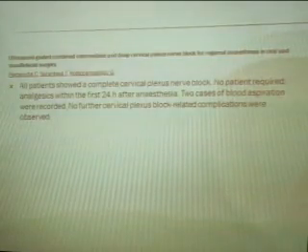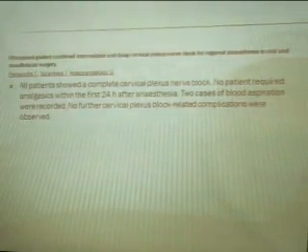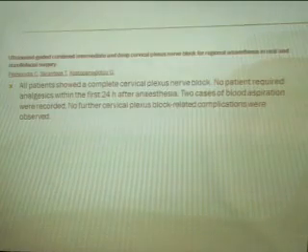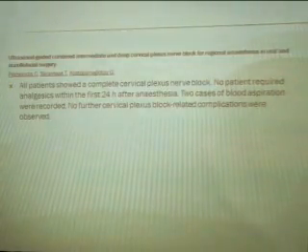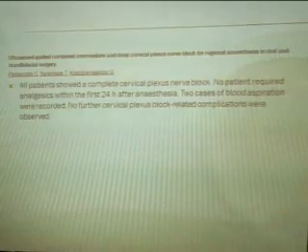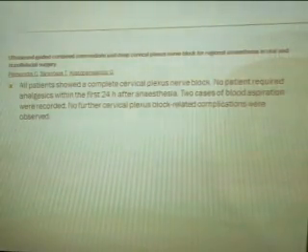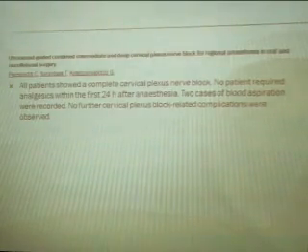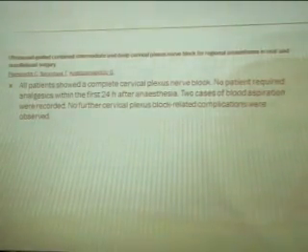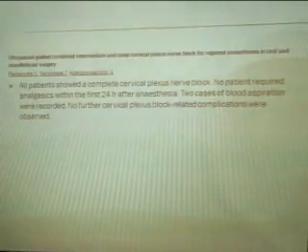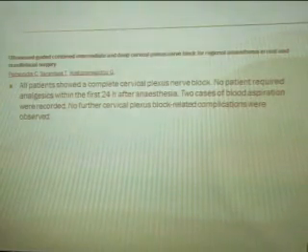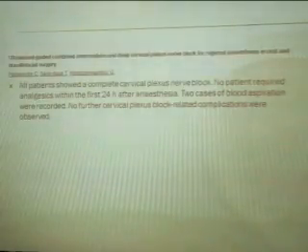If we see oral or maxillofacial surgery, there was a study by Pandey et al. They said that all patients showed complete cervical plexus nerve block. No patient required analgesia within 24 hours. That means very good postoperative analgesia was there. This was for anterior neck dissection. And two cases of blood aspiration were recorded when giving the block. That means they might have punctured the vertebral artery. And no further cervical plexus block related complications were observed.